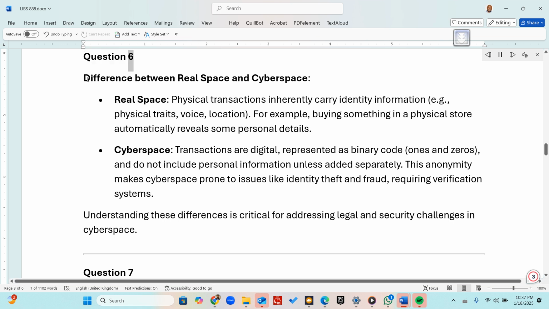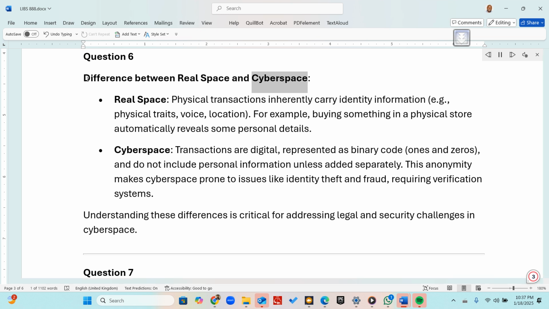Question 6. Difference between real space and cyberspace. Real space. Physical transactions inherently carry identity information, e.g., physical traits, voice, location. For example, buying something in a physical store automatically reveals some personal details.